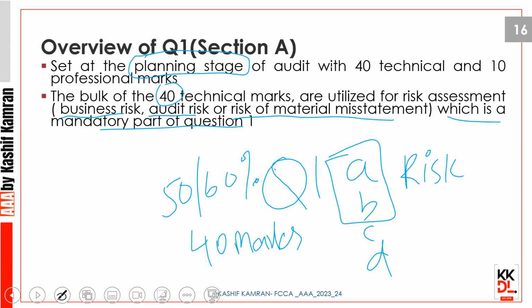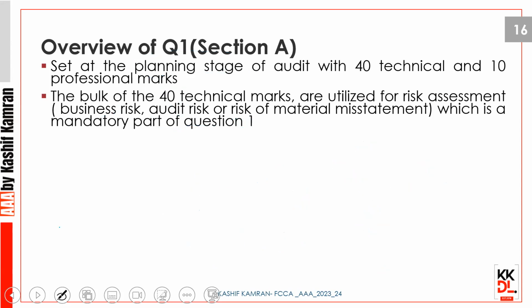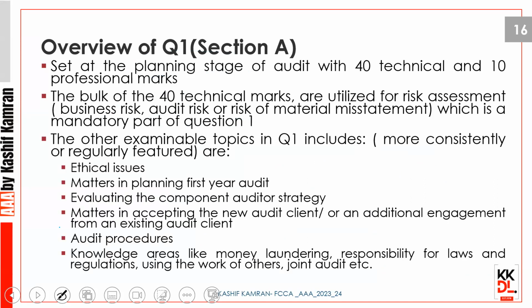Right, now moving on and investigating question one further, the other examinable topics in question number one that feature consistently or regularly are these. What else is a regular feature of question number one besides substantial marks going on risk? Ethical issues, which is primarily syllabus area B. Matters in planning the first year audit, which is syllabus area D. Evaluating the component auditor strategy, which is again syllabus area D, planning.